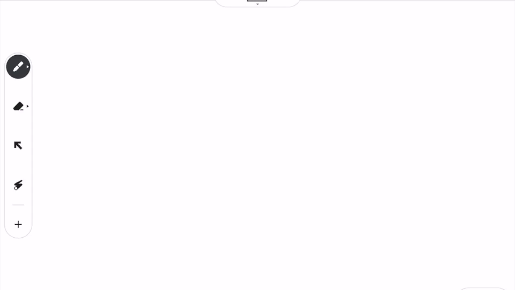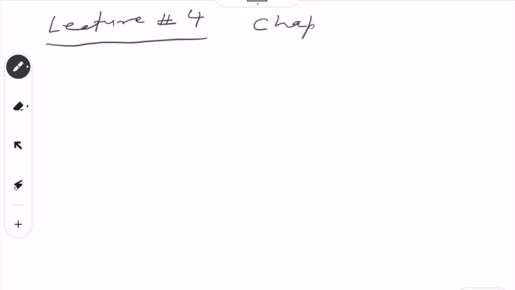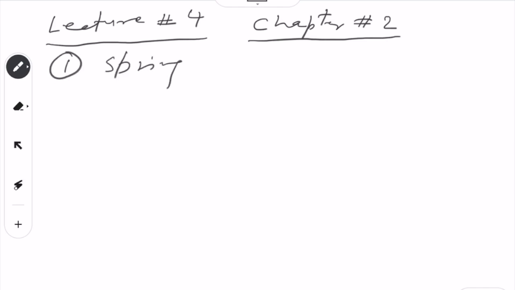So this is lecture number 4, and we are into chapter number 2 only. So far we looked at 2 examples. The first one was the spring example, number 2 was the resistance, right? Today we will look at different examples, more types of examples.